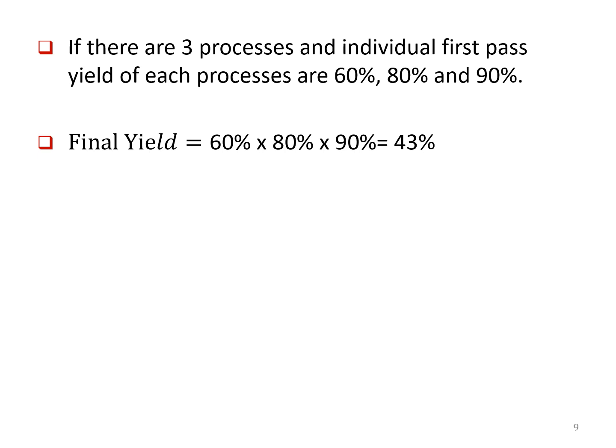So let's say we have 3 processes in the system, and we want to know the final first pass yield for all the 3 processes. Then we have to multiply the first pass yield percentage of each process. Let's say we have 3 processes with FPY of 60%, 80%, 90%. So for the final yield you have to multiply all: 60% times 80% times 90%, then you will get 43%.